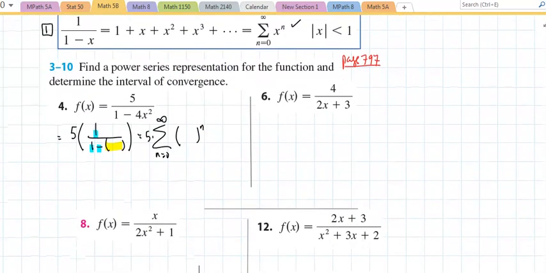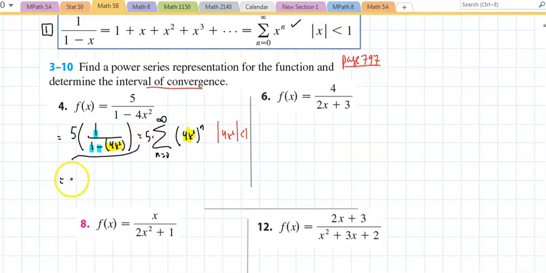Okay, well, what's going to go in there? Well, isn't that a 4x squared? And automatically, so I don't lose track, whatever I substituted must be less than 1. That's always the case. Now, 2 things I need. 1, I need to really work this out and clean it up. That's going to be 5 times the series n equals 0 to infinity of 4 to the n x to the 2n.